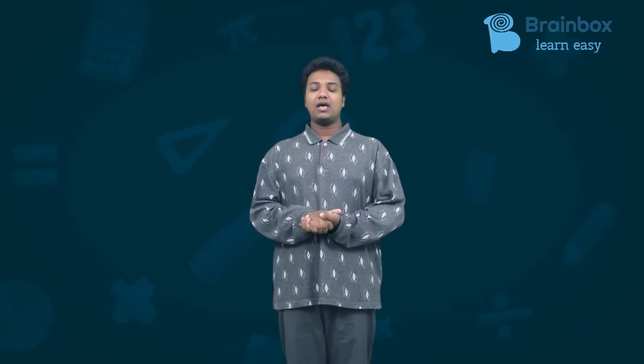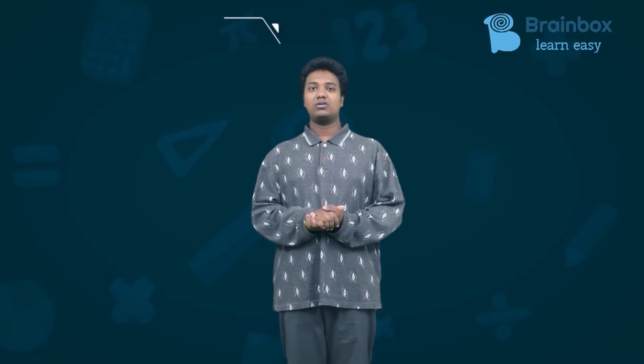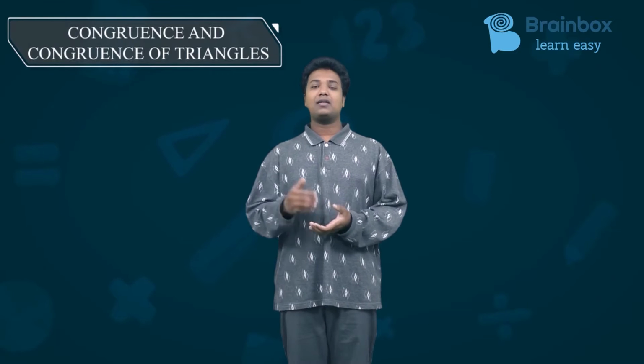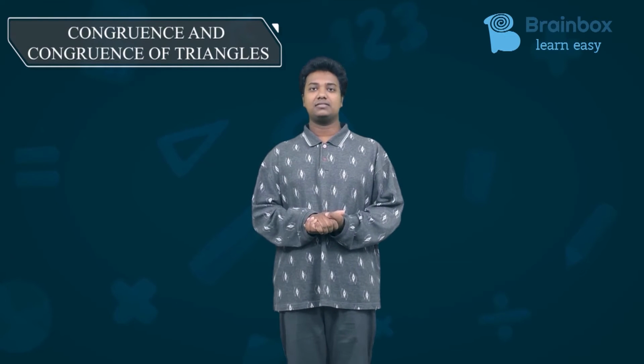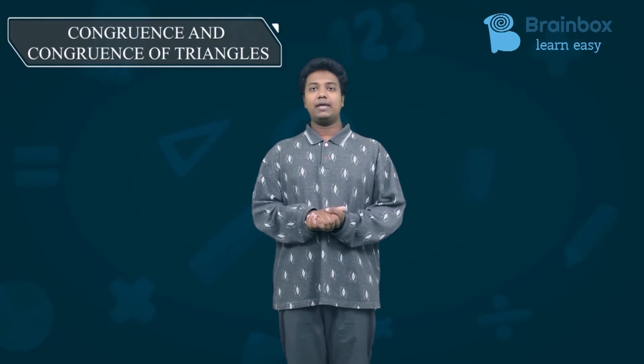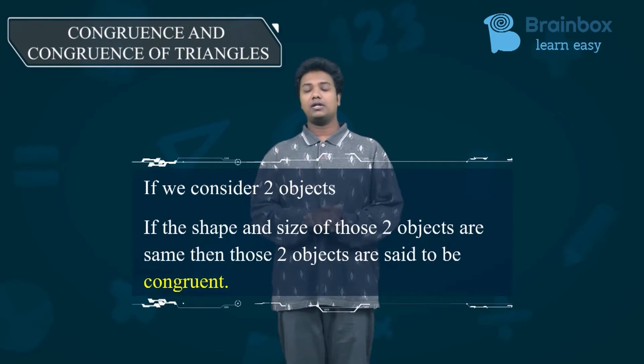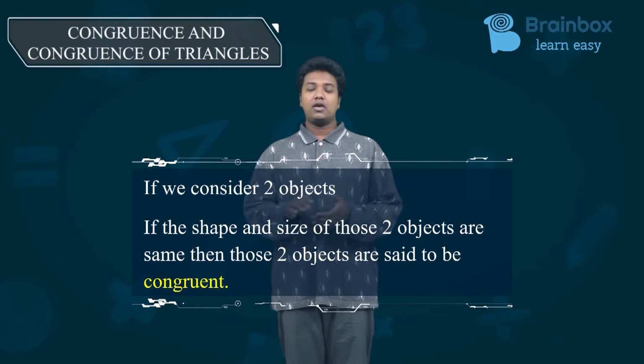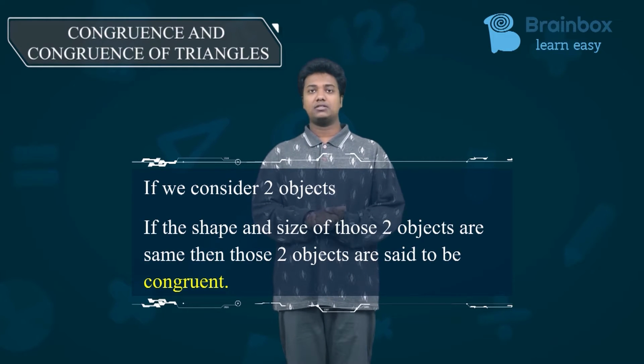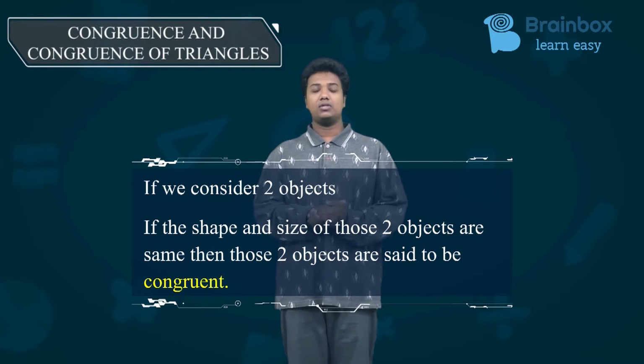In this section, we are now going to discuss congruence and congruence of triangles. What do you mean by congruence? Suppose you consider two objects. If the shape and size of those two objects are the same, then those two objects are said to be congruent.